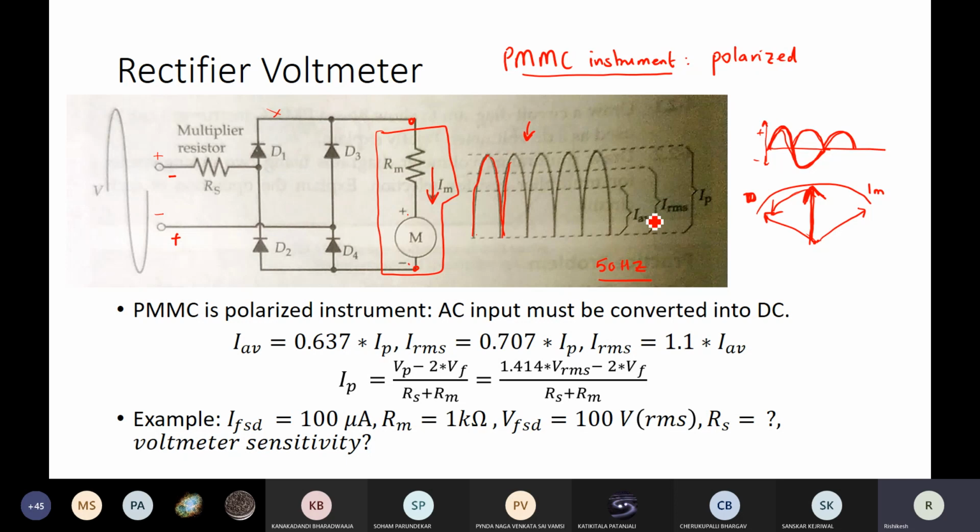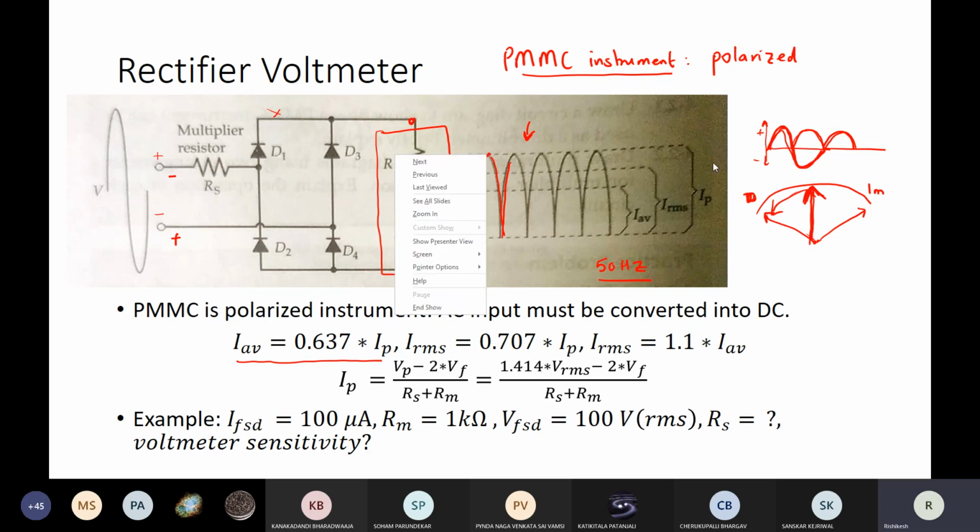And what is that average value? The average value in that case is equal to 0.637 times the peak current value. So IP represents the peak current, I RMS is the RMS value, I average is the average value of the current. All these quantities are related to each other, and the peak current is related to the average value with this expression, where it is 0.637 times the peak current, whereas RMS is 0.707 times the peak current.